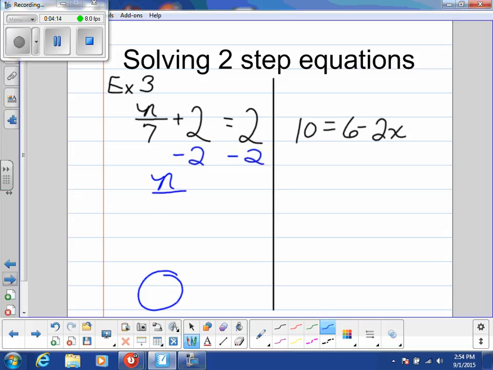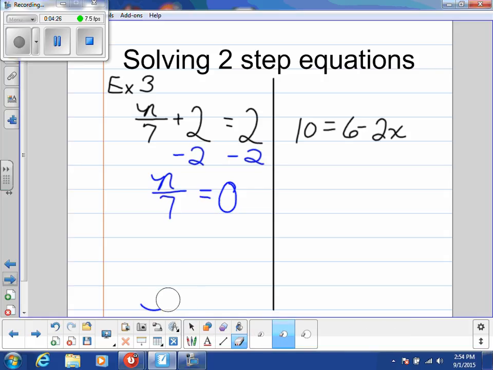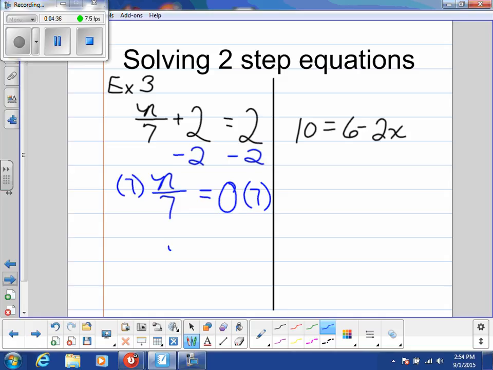That leaves me with n over 7 plus 0, and I won't write plus 0. 2 minus 2 is also equal to 0, so in this equation I get 0 on the right. That's okay. If 0 was some other number, I would multiply by 7 on both sides, the inverse of dividing n by 7. And I'm doing that here too. It just looks like I haven't done anything, because 0 times 7 is 0. N equals 0 is the correct answer to this equation.